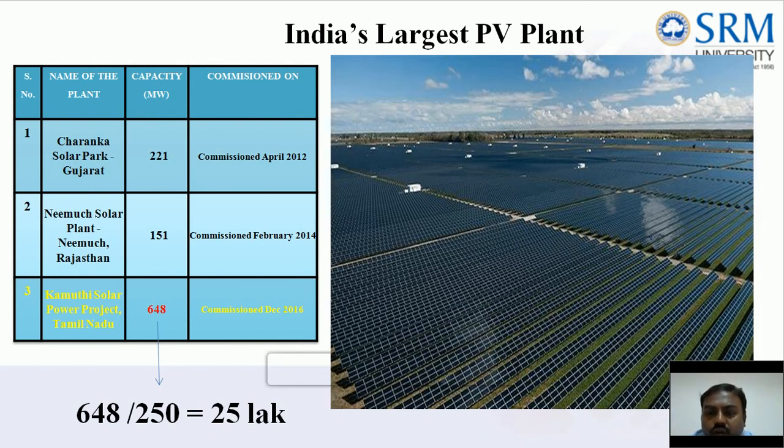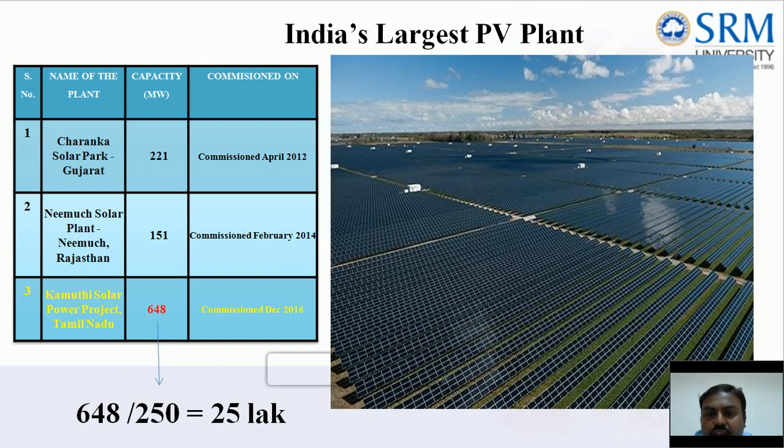So far I have told about the PV cell emerging into a PV array. The PV cell is the fundamental unit which forms a PV panel, and the arrangement of PV panels in series and parallel makes a PV array. In this slide you can see India's largest PV plant to date. It is situated in Sivaganga district in Tamil Nadu, nearly 648 megawatt, which was commissioned in December 2016. It is exactly at Kamudi.